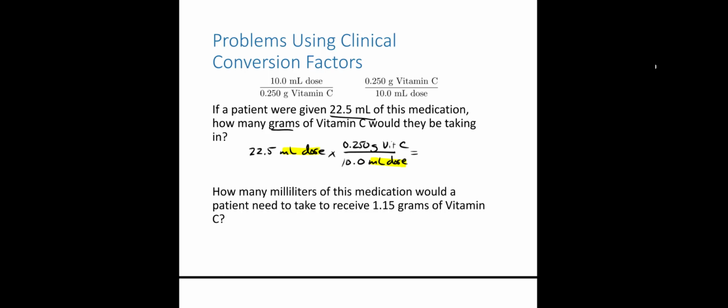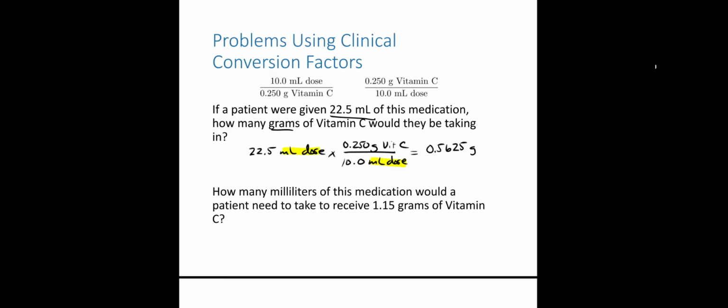So I enter this in as 22.5. We multiply by everything in the numerator, so times 0.250, and then divide by 10. Divide by everything in the denominator. And my calculator gives me 0.5625. So the calculator answer here is 0.5625, and that would be in grams.